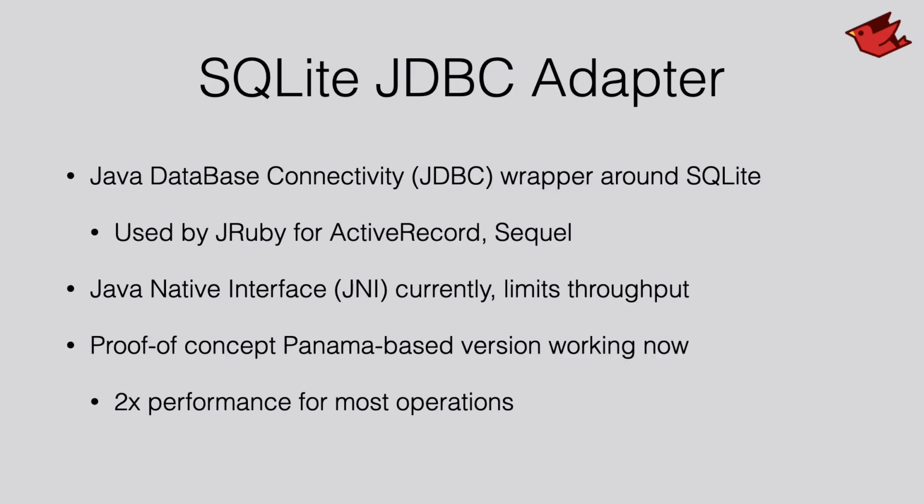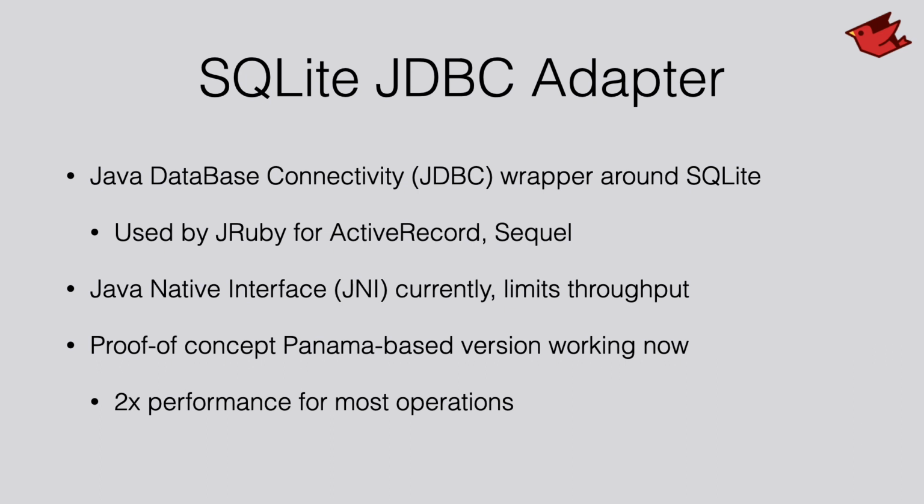There's two examples out there that I know are currently experimenting with this. JRuby uses the SQLite JDBC adapter, that's Java database connectivity. It just wraps the native SQLite. And of course, traditionally, it uses Java Native Interface. Works well enough, but there are throughput limitations. They have a proof of concept using Panama to bind SQLite. And on the examples I've seen, they're getting 2 to 3 times performance just by getting JNI out of it and using Panama.